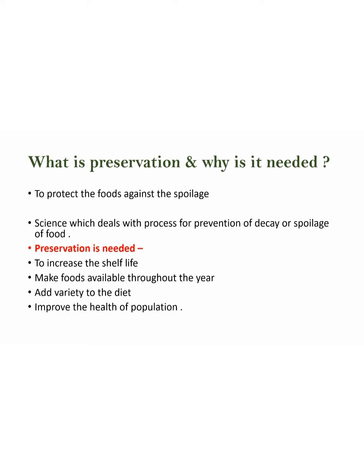The proper definition of preservation is the science which deals with the process for prevention of decay or spoilage of the food. That means preservation is to prevent the decay and to stop the spoilage of the food and to increase the number of consumable days. Number of consumable days in the sense to increase the shelf life so that even after 1 month or 2 months you can consume the food.